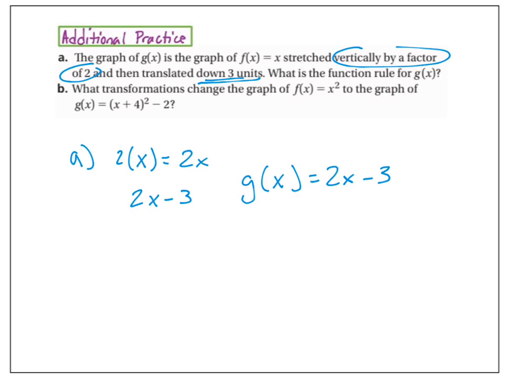And then for B, we want to know how we go from f of x equals x squared to x plus 4 squared minus 2, or what changes do we see here? So we've got x plus 4 squared minus 2. Maybe I want to write the g of x in front of it.